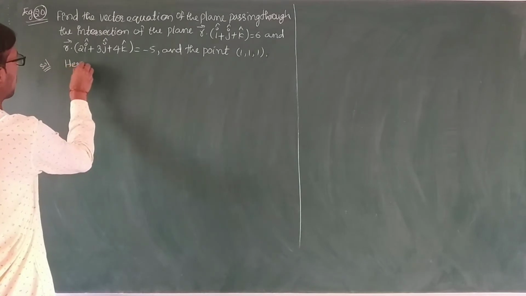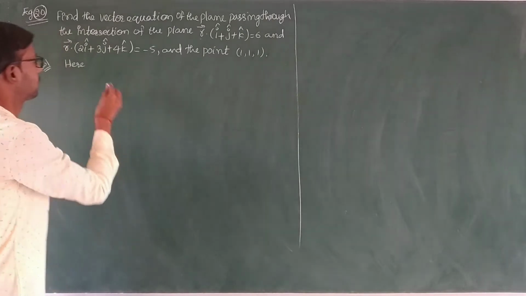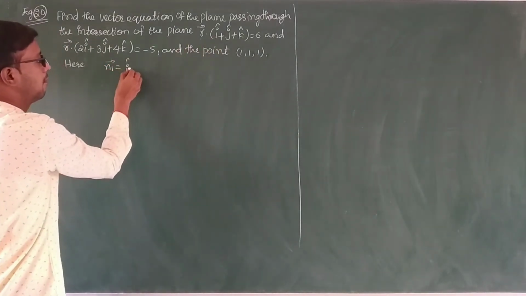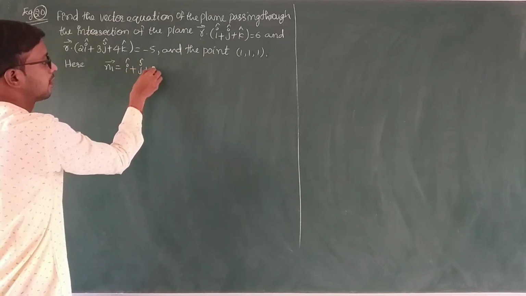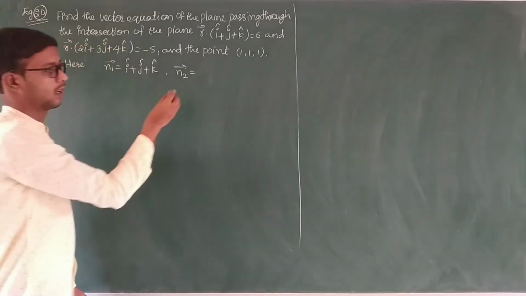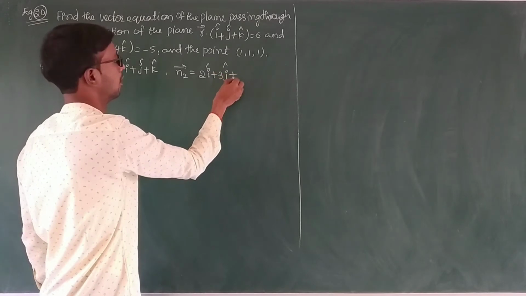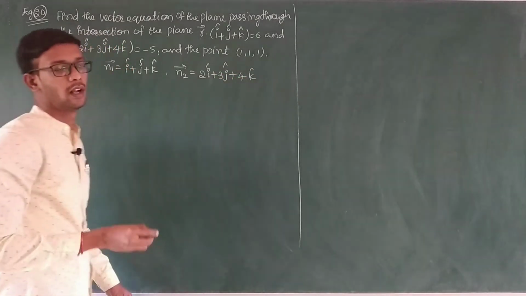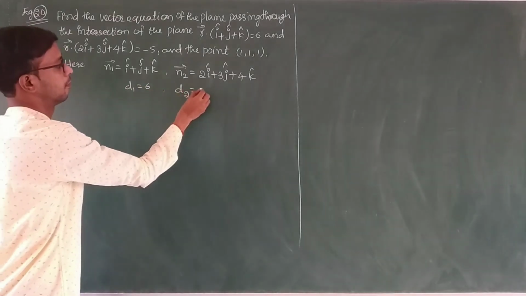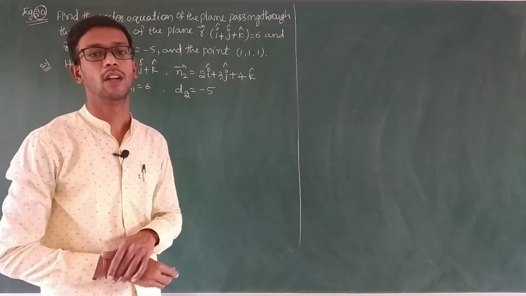Here, r bar dot n1 bar equal to d1. That means n1 bar is equal to how much? i cap plus j cap plus k cap. And n2 bar is how much? 2i cap plus 3j cap plus 4k cap. And d1 is 6, d2 is minus 5.